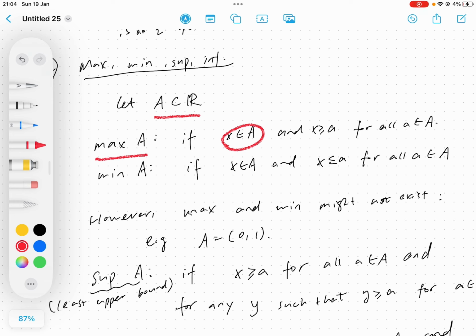Okay, so correspondingly, we say the minimum of set A. The definition would be that if we have this element also in the set A, that would be the smallest one. Okay.